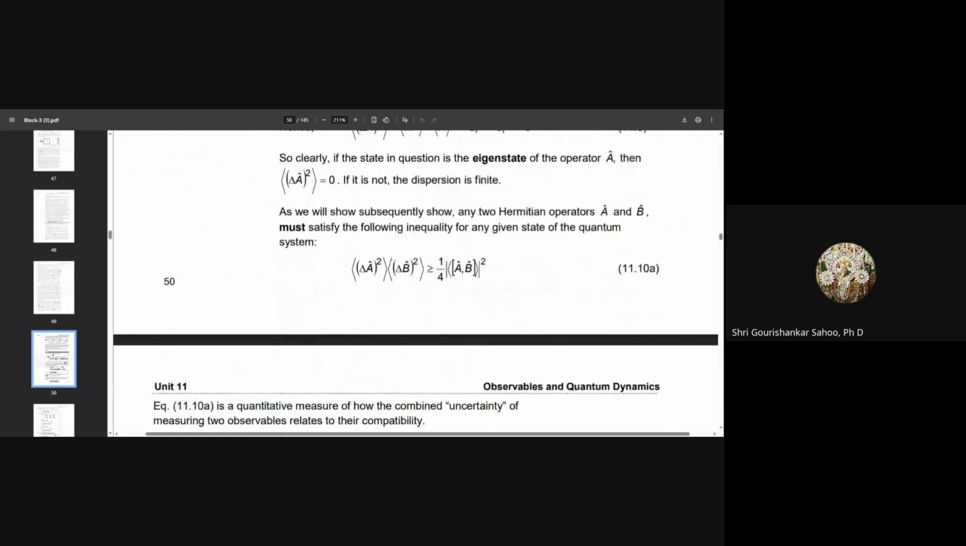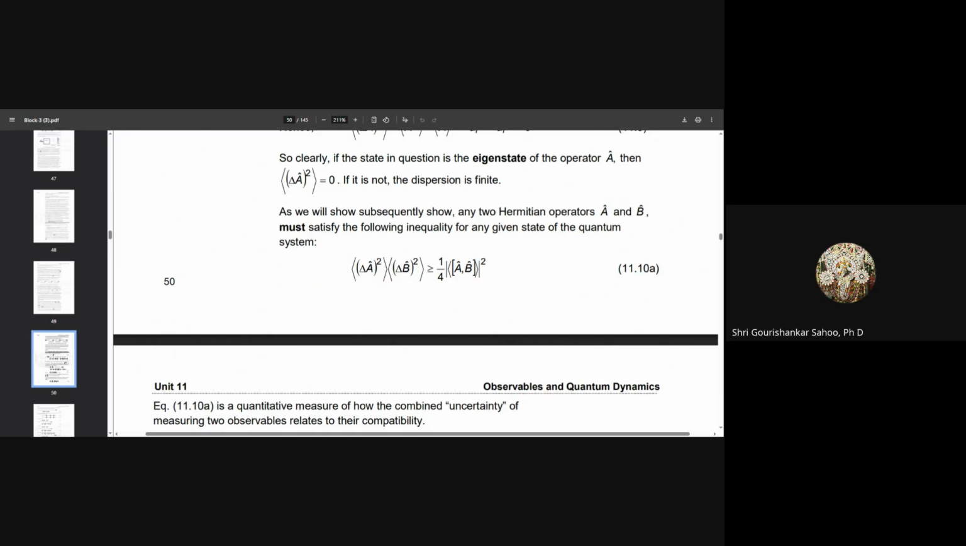So let us calculate del A cap square for any eigenstate of A cap, say phi i. You can write del A cap square is equal to 0, since A cap phi i is equal to a i phi i. So clearly, if the state in question is an eigenstate of the operator A cap, then the expectation value of del A cap square is 0. If it is not, the dispersion is finite.